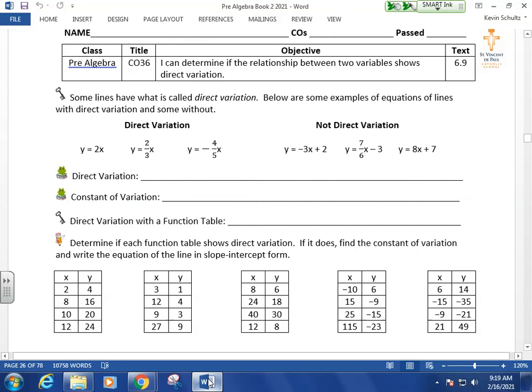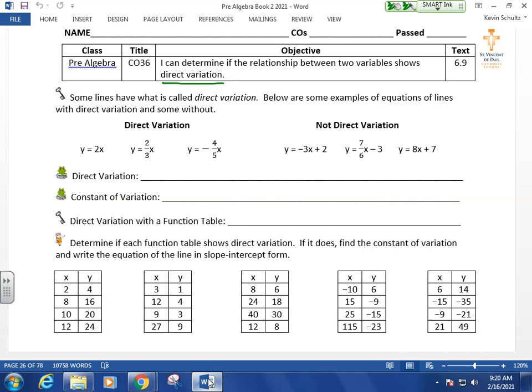We are skipping over CO35 and doing something much more fun in CO36, which is looking at whether or not an equation or an XY table, as you see further on down, contains direct variation, okay? And rather than jumping right into that definition of what direct variation is, I've got examples here, 3 of which show direct variation, and 3 of which do not, okay?